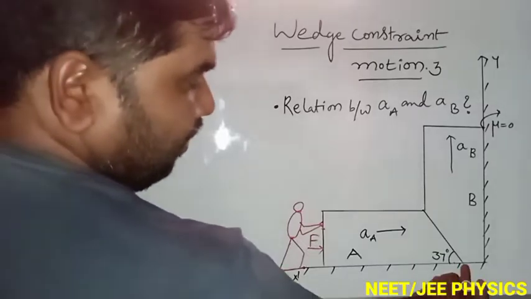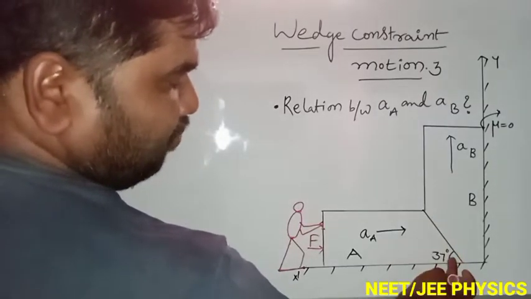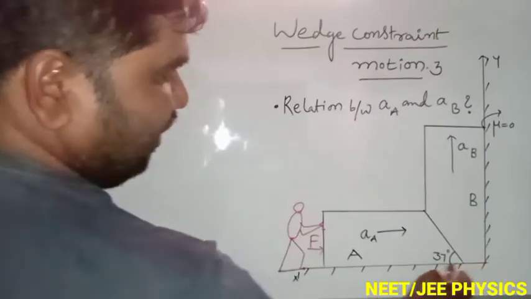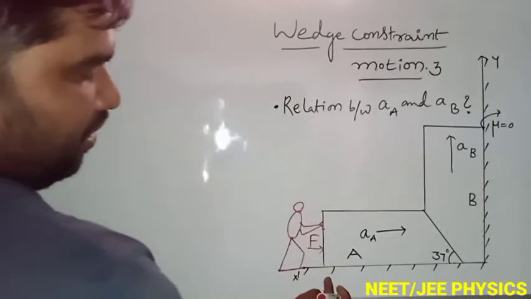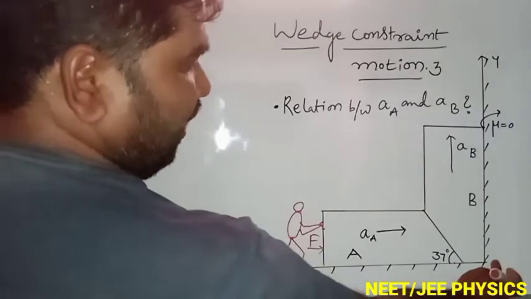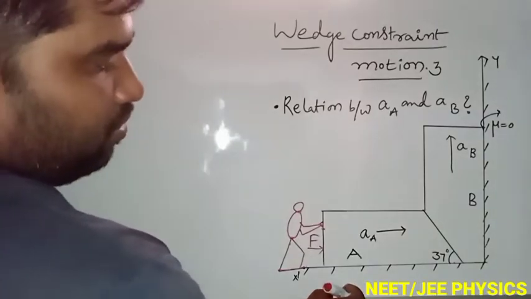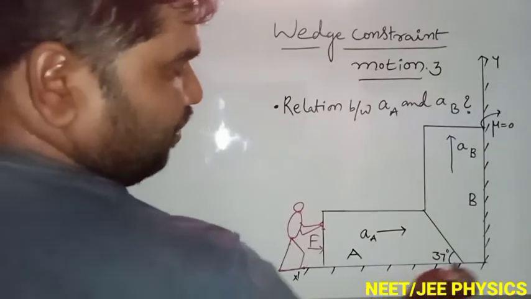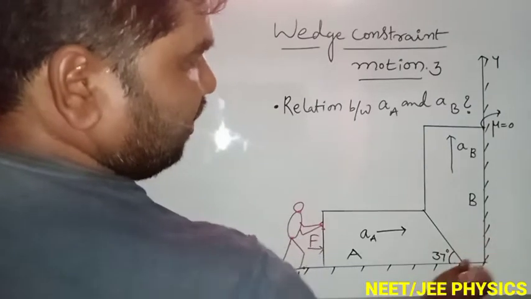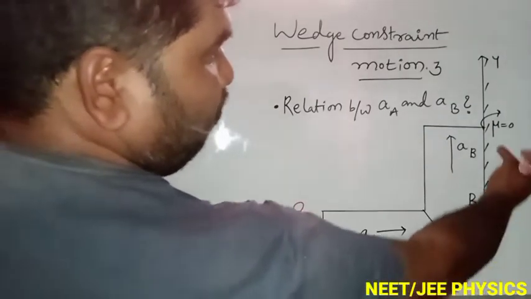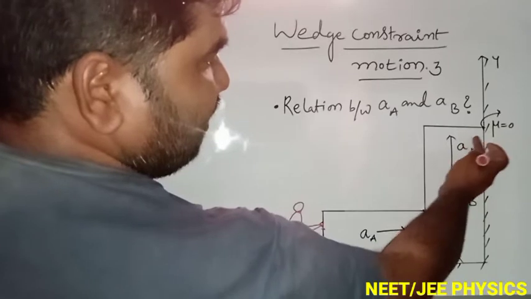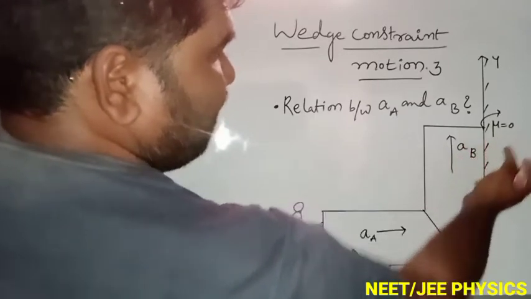Here this inclined surface is making a 37-degree angle with the horizontal surface. This is the horizontal surface and this is the vertical surface. Both are rigid supports. These surfaces are not moving, they are fixed. Now between this wall and this wedge, the coefficient of friction is 0.